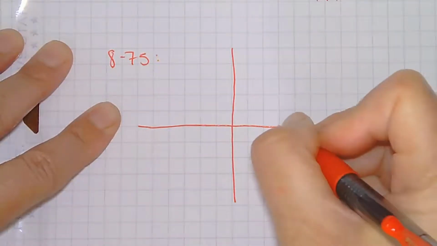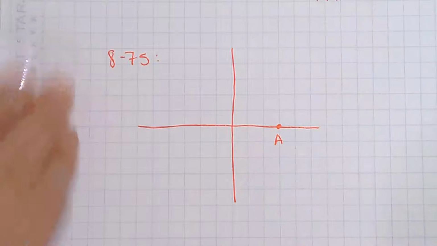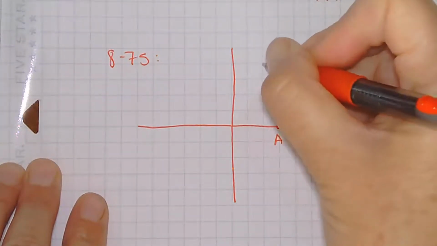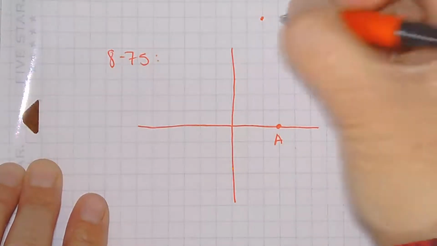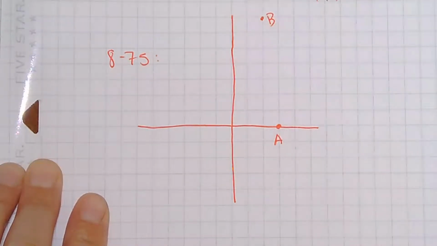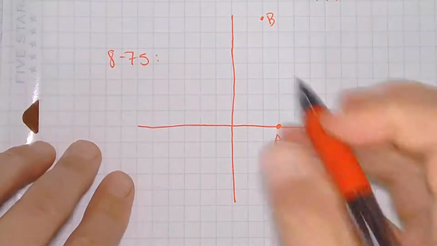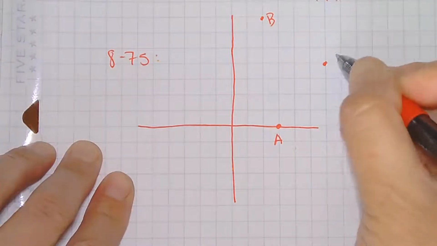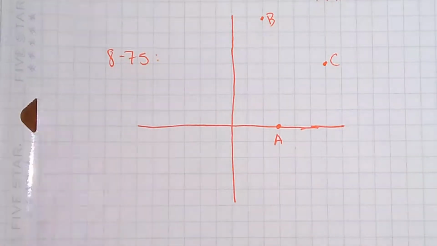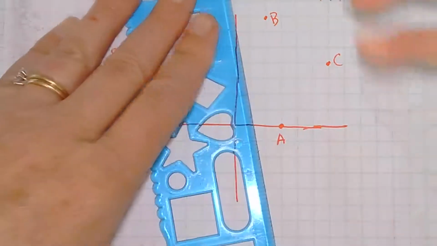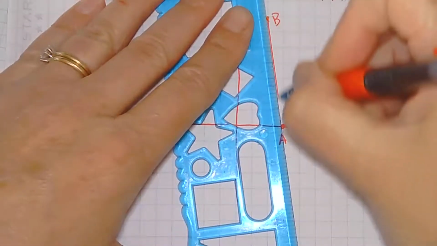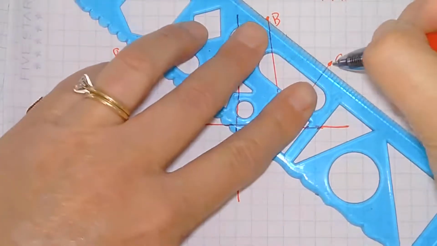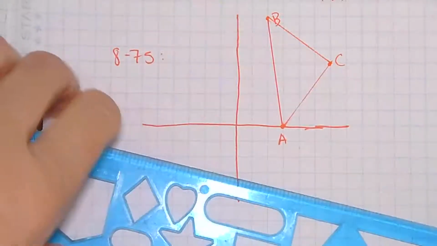So I have one at (3, 0), which is A. I have (2, 7), which is B. And I have (6, 4), which is C. And then I'm going to connect these. I'm going to use a ruler. And they want us to talk about the lengths of these and the slopes of these.